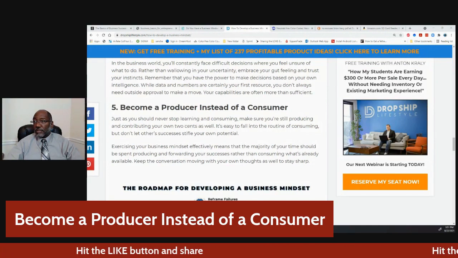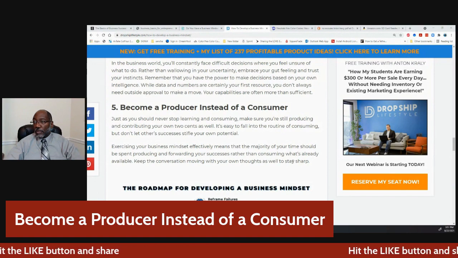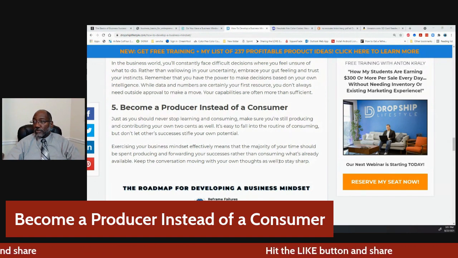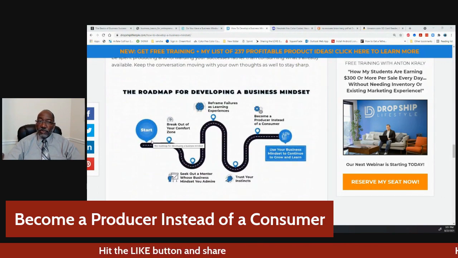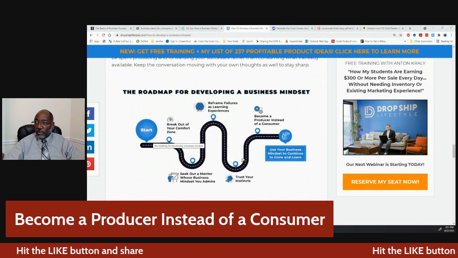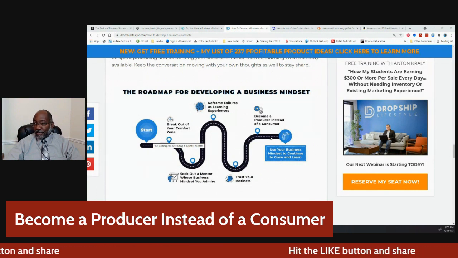Keep the conversation moving with your own thoughts as well to stay sharp. And then it has a diagram down here on the roadmap of developing the business mindset.